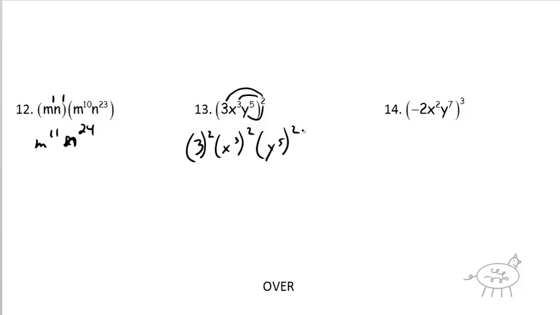Again, that squared affected every term in there. So 3 squared is 9, x cubed squared, well, you multiply, x to the 6th, y to the 5th squared, y to the 10th, and that's your answer.